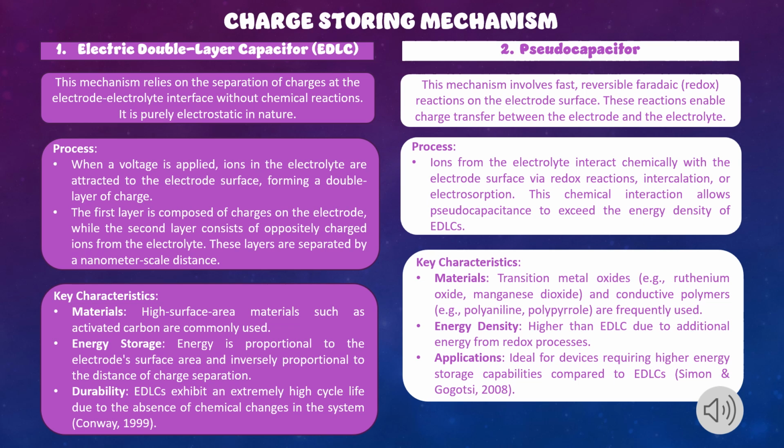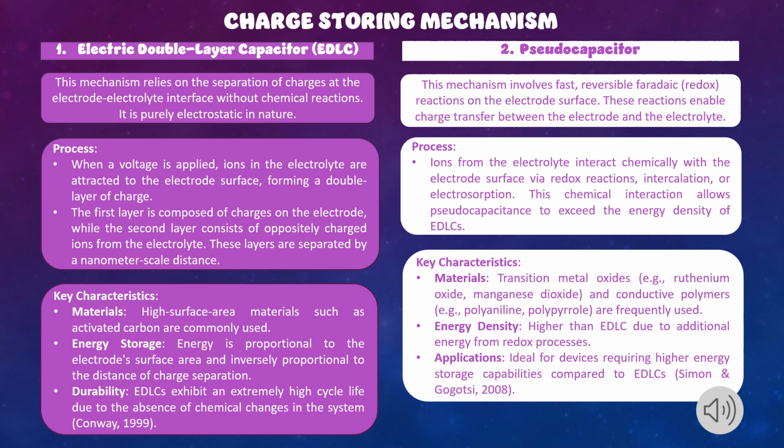Next, I will continue with the pseudo-capacitor. This mechanism involves fast, reversible Faradaic redox reactions on the electrode surface. These reactions enable charge transfer between the electrode and the electrolyte. The process is, ions from the electrolyte interact chemically with the electrode surface via redox reactions, intercalation, or electrosorption. This chemical interaction allows pseudo-capacitance to exceed the energy density of EDLCs.